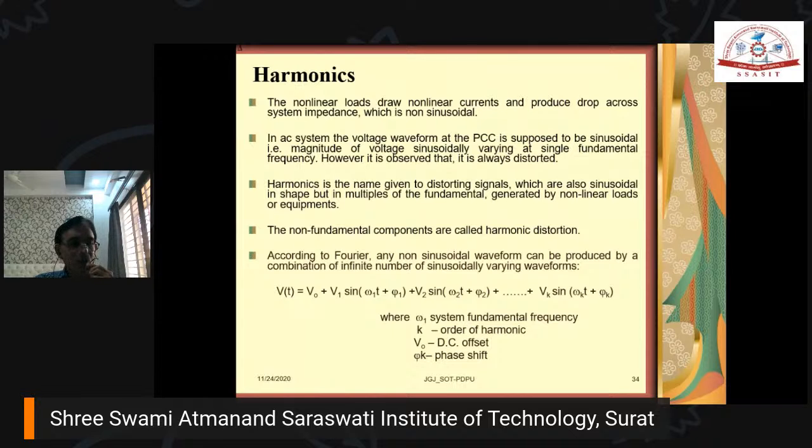Now, the alternating voltage of any waveform can be represented, neglecting even harmonics because of symmetry. That is why the alternating voltage of any waveform can be defined by V of t equal to V0, the DC offset that we have to consider, plus V1 sin(omega t plus phi 1) plus V3 sin(omega 3 t plus phi 3) and so on, right? You have to remember this equation.